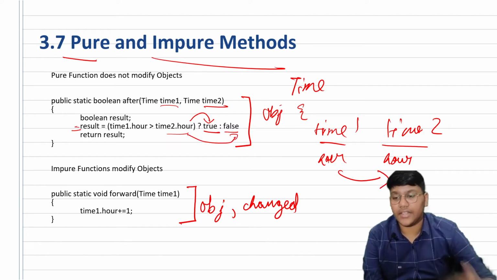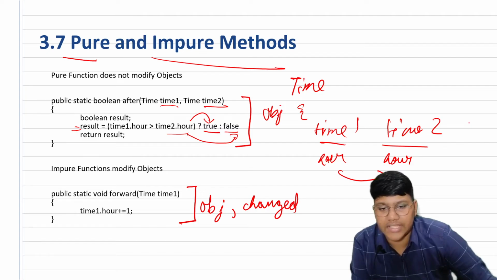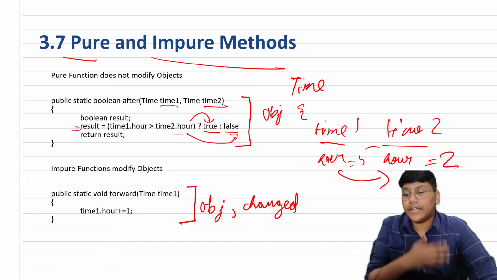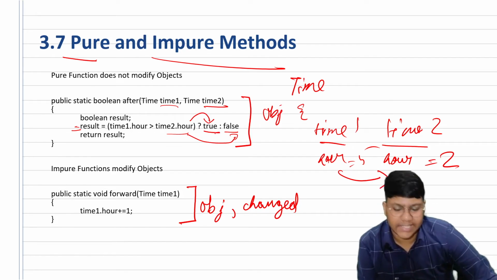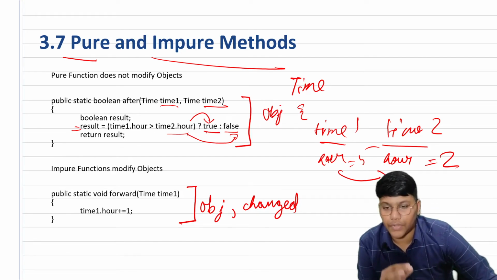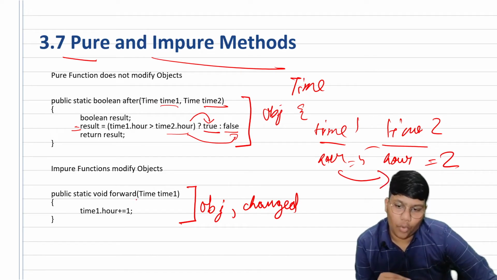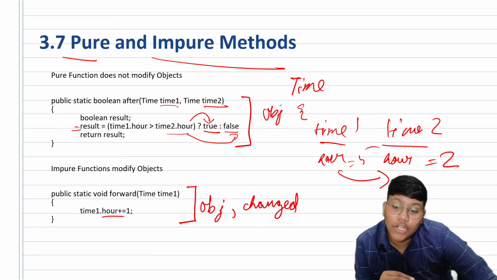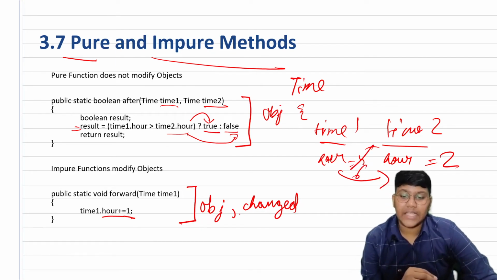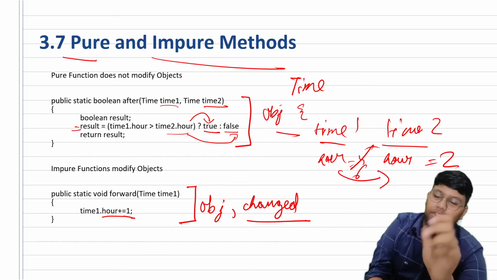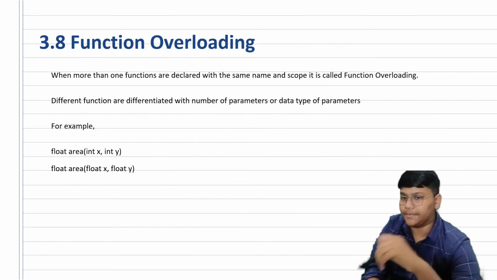Now we'll return result. If for example time1 dot r equals 5 and time2 dot r equals 2, it will return true because 5 is greater than 2. So the first value will be given, that is true. Now in the second one, we have time1 dot r plus equal to 1. For example, if it was 5, it will become 6. So here the object is changed, there the object is not changed. That is the major difference between pure and impure methods.